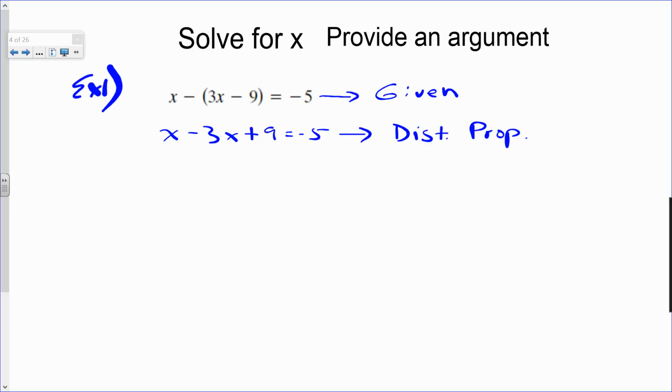Rodriguez, you said something right now? Like terms: x minus 3x is going to be negative 2x plus 9 equals negative 5. Now, did I do anything to both sides of the equation there to get from here to here? I did not do anything to both sides. All I did is I simplified the expression x minus 3x, so I'm just going to write simplified. See, I'm providing an argument. Right now is not the time, Doctor. Stay with me, come on.